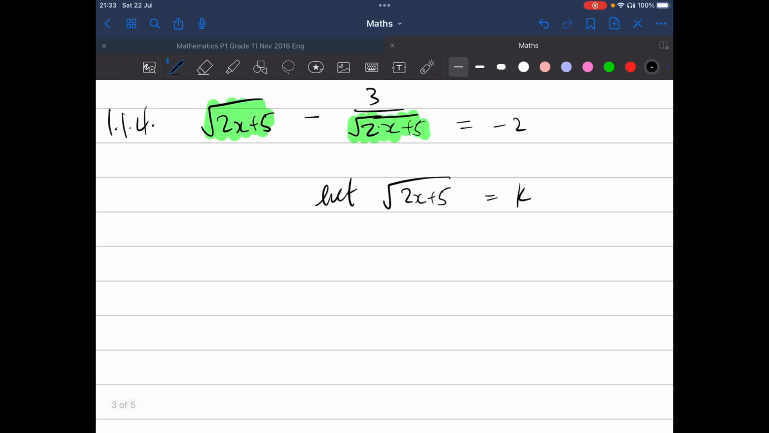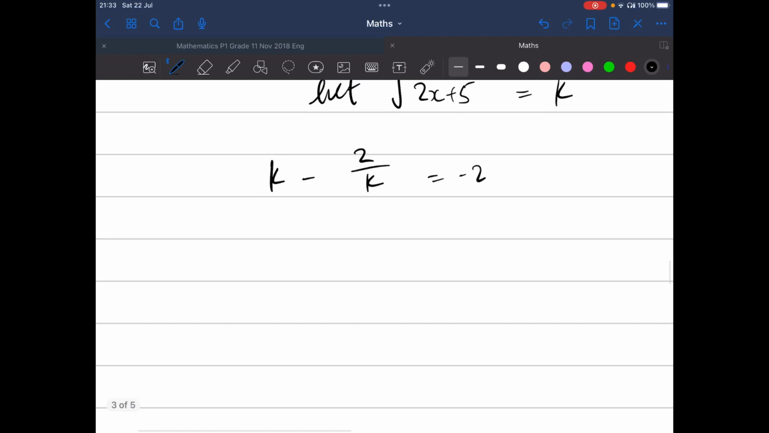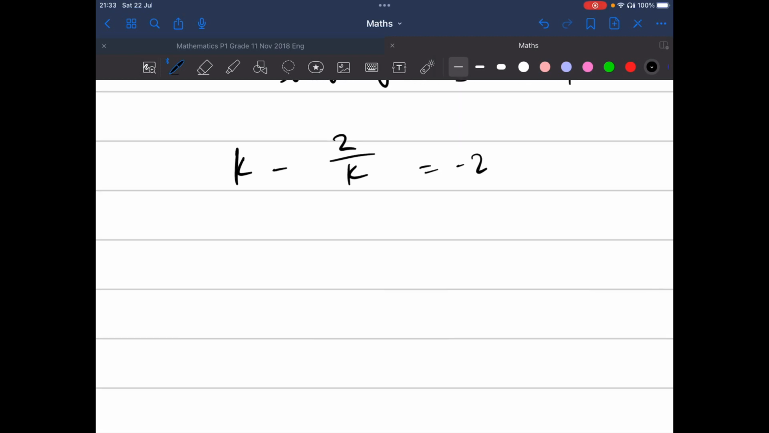So now we're going to rewrite this expression on top here, but in place of root of 2x plus 5, we're going to say k. So k minus 3 over k equals minus 2. Okay, and now we can just solve for this as if we were solving for k. So let's get rid of this denominator by multiplying through by k. Okay, let's bring this to that side. k squared plus 2k minus 3 equals 0.